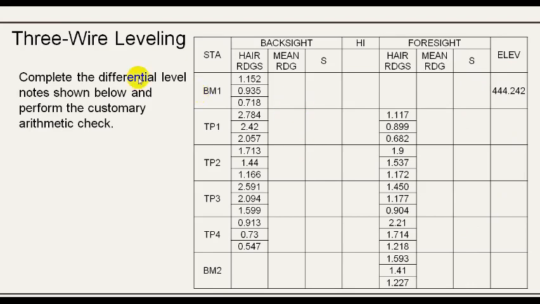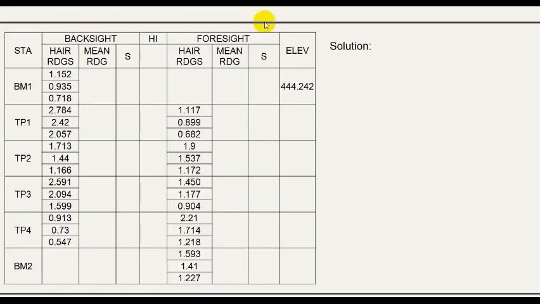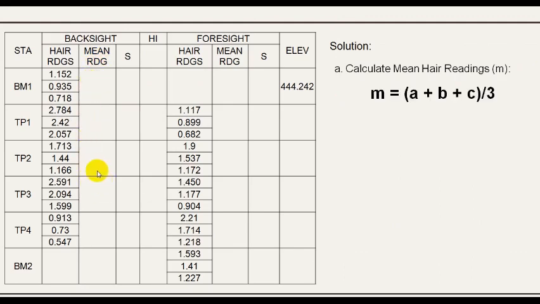So, a sample problem. Complete the differential level notes shown below and perform the customary arithmetic check. We have the elevation of BM1, which is 444.245. First, we calculate the mean hair readings. Remember, our formula for the mean hair reading is the average of the three hair readings, which is A plus B plus C divided by 3.